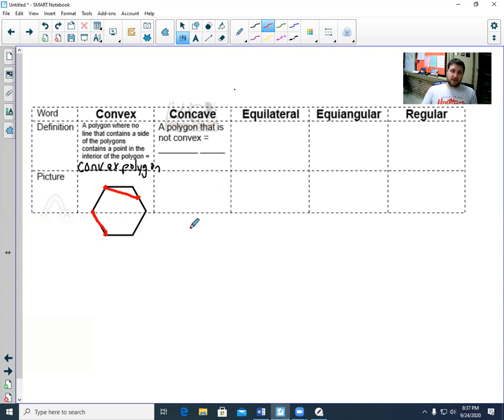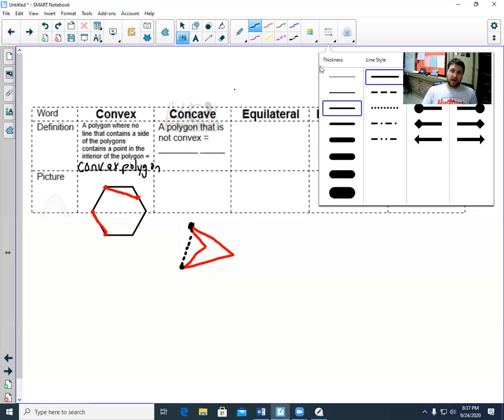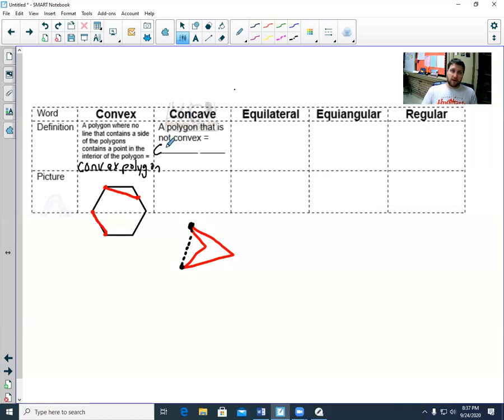Now let's say I have a picture that looks like this. See how this one kind of caves in? If I put a point here and I put a point here, and I try to connect those two points, you see how that dotted line goes outside of my shape? That is a concave polygon. It's a polygon that caves in. We call these, as you probably guessed, concave polygons. So, a concave polygon.